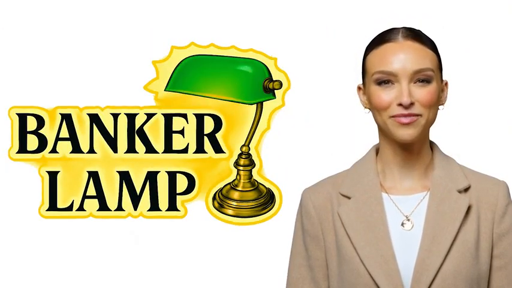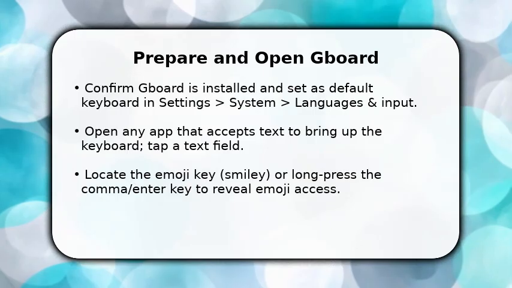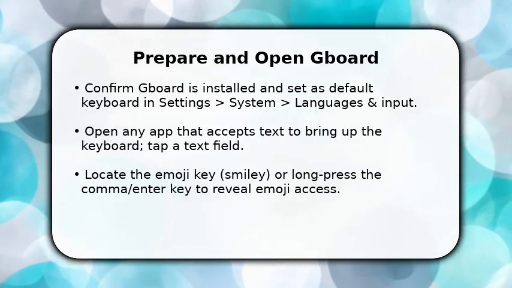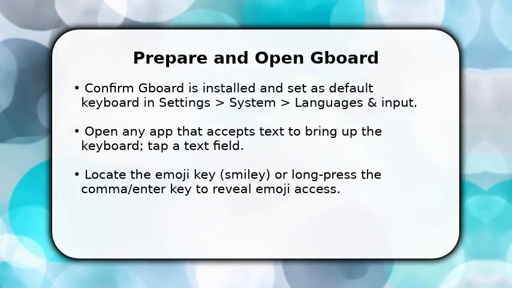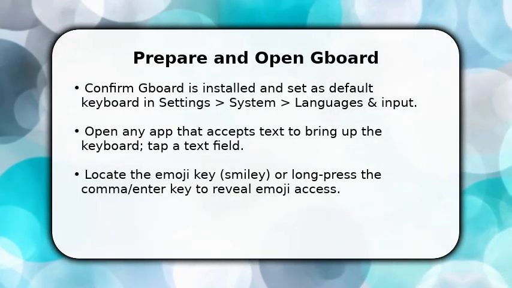Please enjoy the video. You start by making sure Gboard is active. Go to Settings and set Gboard as your default input method so the steps work. Then open a messaging or note app and tap a text field to summon the keyboard.